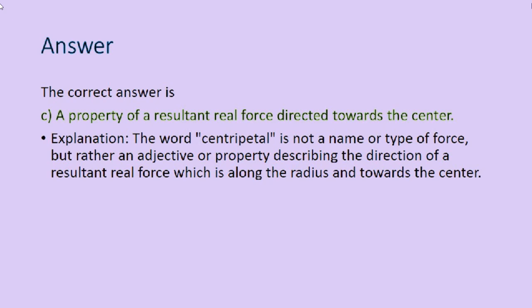And the correct answer is option C: a property of a resultant real force directed towards the center. And its explanation: the word centripetal is not a name or a type of force, but rather an adjective or property describing the direction of a resultant real force which is along the radius, and very important, it is towards the center.